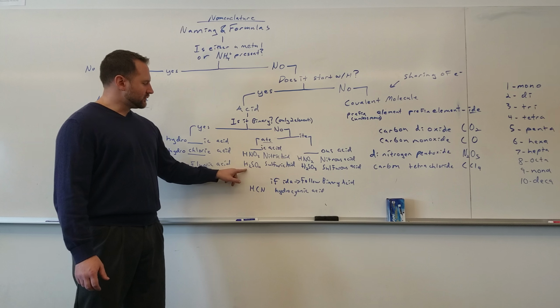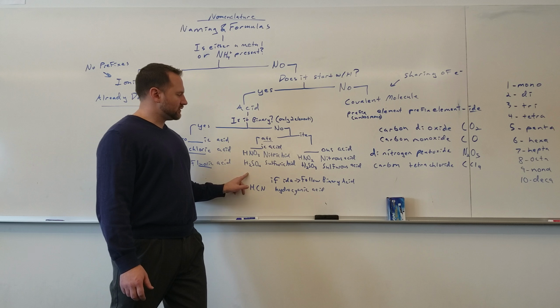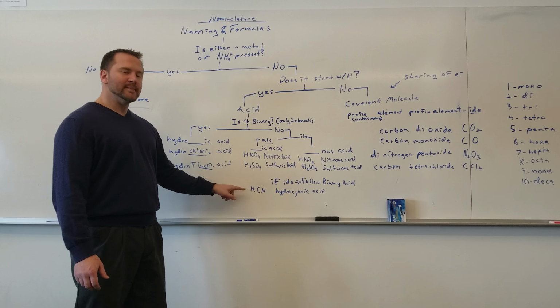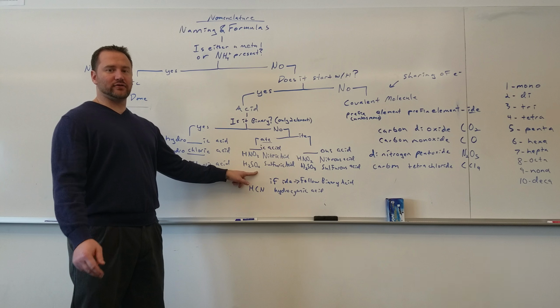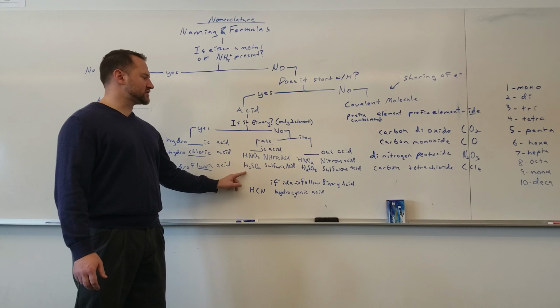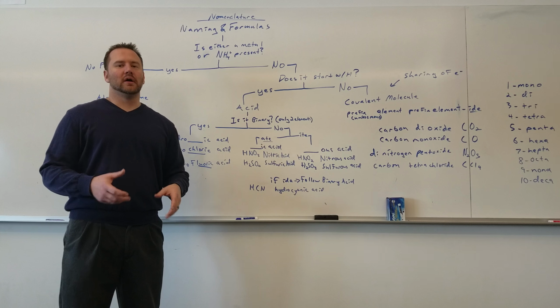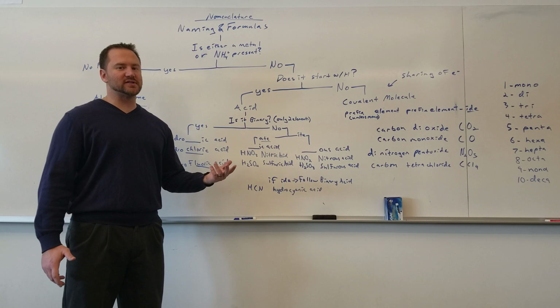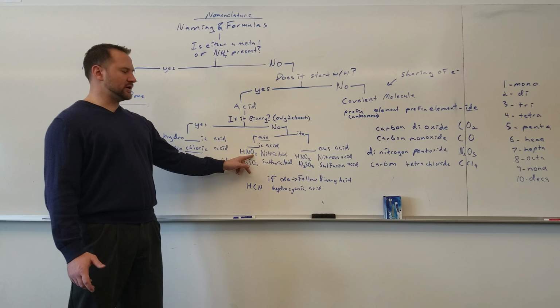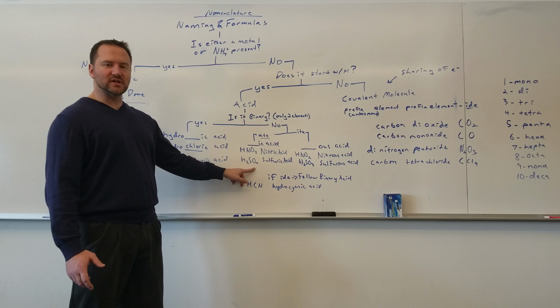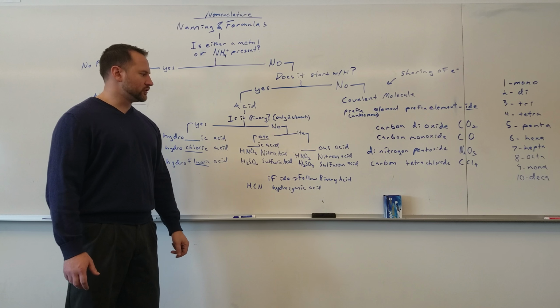SO4 is sulfate, starts with H, so it's going to be sulfuric acid. Notice that sulfate is a -2 ion, so you're going to need two H's to balance it out, because essentially you can think of hydrogen in an acid as being a +1 charge. Nitrate was -1, so you only need one H. Sulfate, -2, so you need two H's.